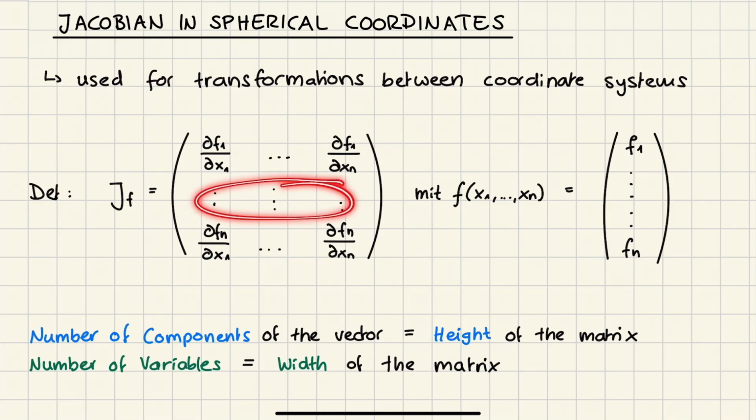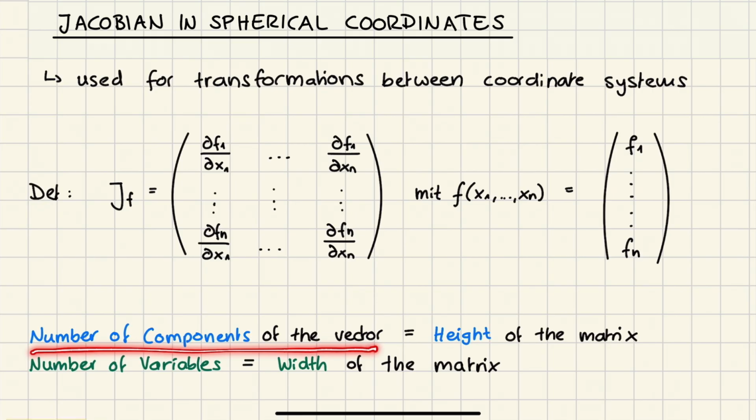In the second row, we're going to do the same for the second component, and so on, until we run out of components, which means that the number of components of our vector determines the height of the matrix, and the number of variables those components contain determines the width of the matrix.